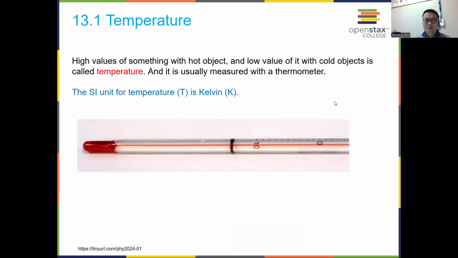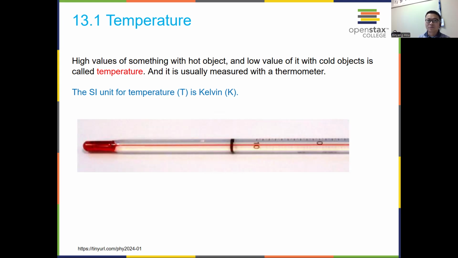You all know temperature. Here in the United States we use Fahrenheit for the unit of temperature, but actually the SI unit for temperature is not Celsius nor Fahrenheit. Celsius you are pretty familiar with from your other science classes, but the SI unit for temperature in this class, or in science in general, is Kelvin. We use K for the symbol.